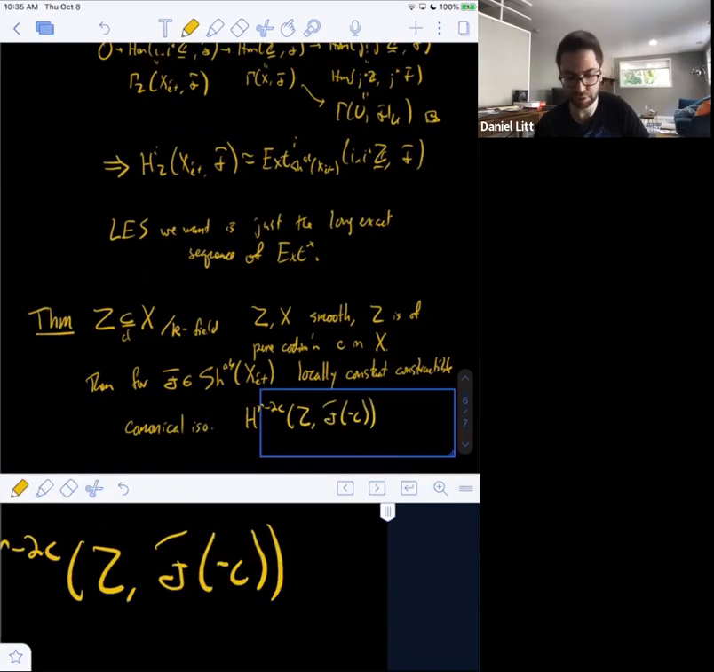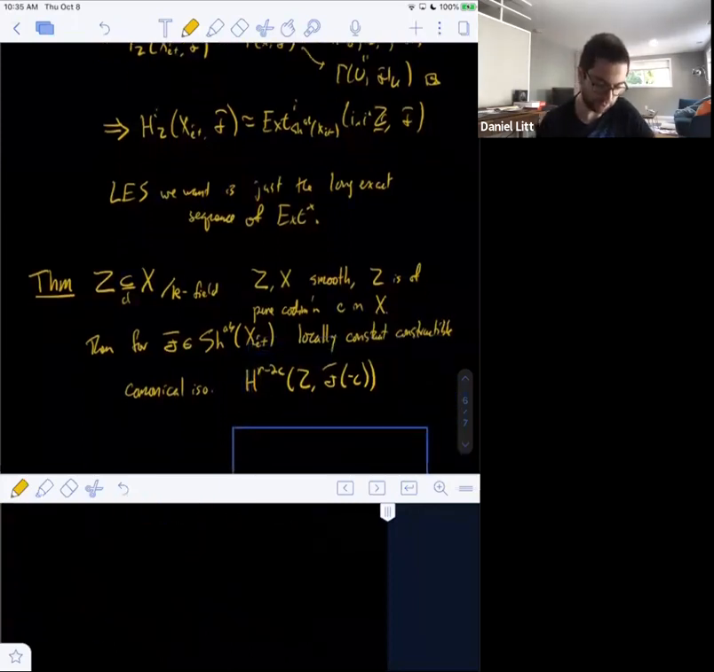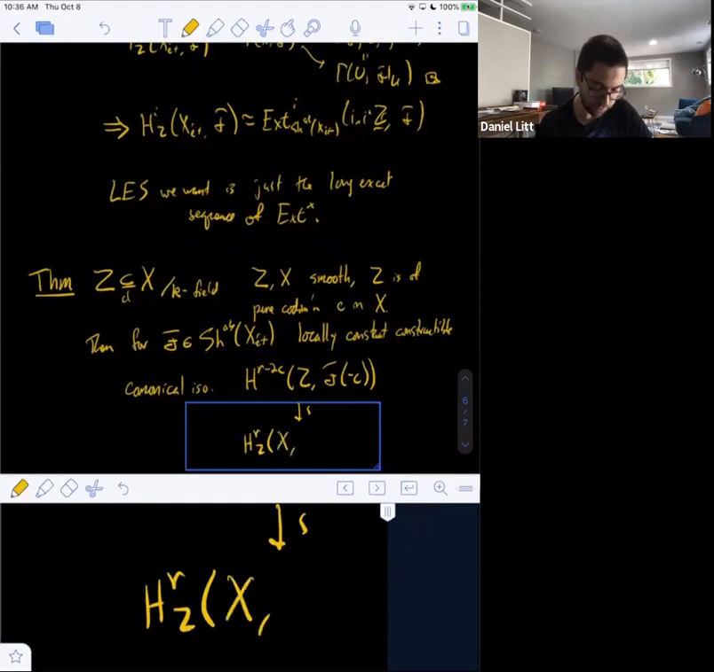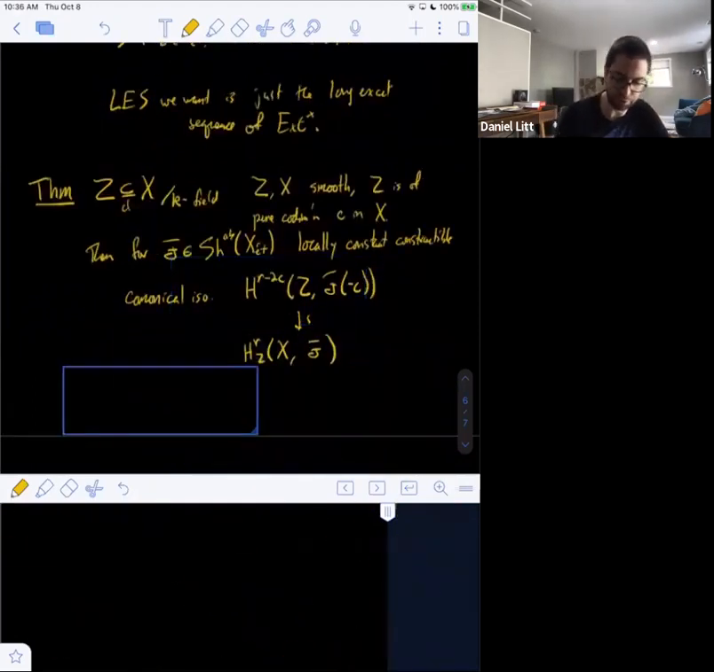So let me remind you, this was twisting by powers of mu_n, so mu_n to the negative c power. That means take the dual sheaf and take its cth tensor power. And this goes to the cohomology with supports of X with coefficients in F. Okay, so this is how one computes this. Are there questions about this?